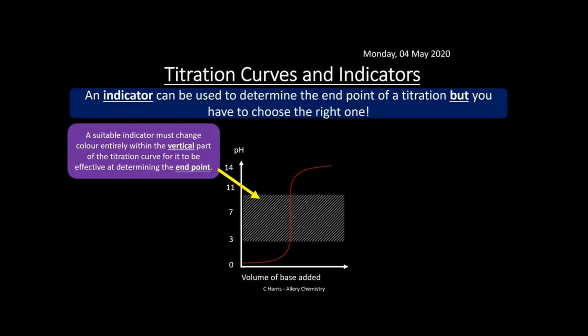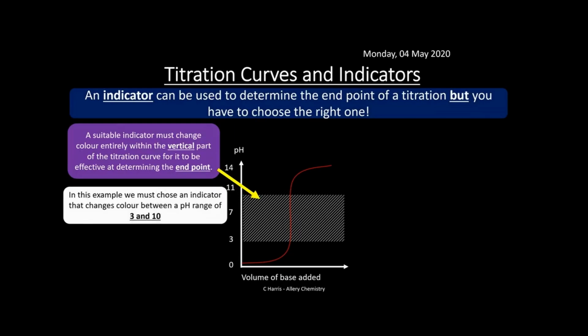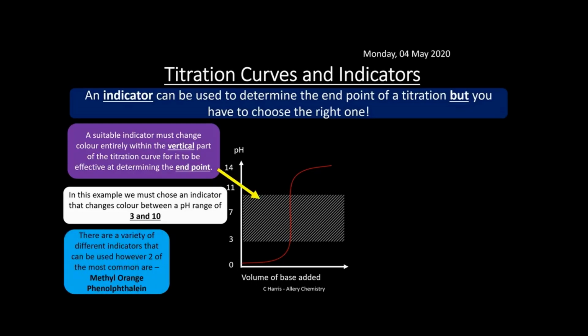And obviously the vertical part depends on what type of titration you're doing, as you've seen with the 4 different graphs before. So you can see in this example, we must choose an indicator that changes completely between a pH range of 3 and 10. Anything outside that range, and we're not necessarily going to find the endpoint. There's a variety of indicators that can be used. However, 2 of them which are the most common are methyl orange and phenolphthalein.